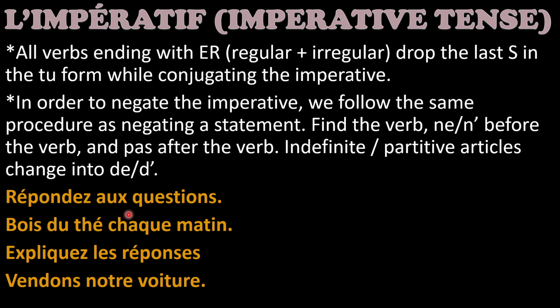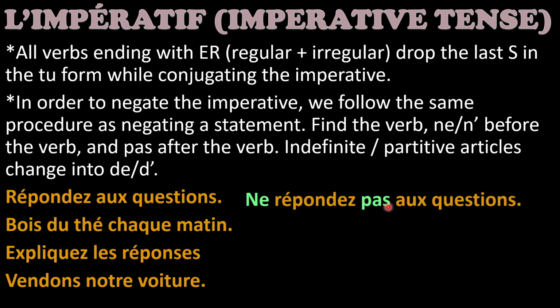So répondez aux questions is answer the questions. This is the vous form of the imperative because there is no subject. So répondez becomes the verb. You'll have to place ne before, pas after. This au is an article contracté, so nothing happens to it. Only indefinites and partitives have to change. So your answer will be ne répondez pas aux questions. Répondez aux questions, answer the questions. Ne répondez pas aux questions, don't answer the questions.